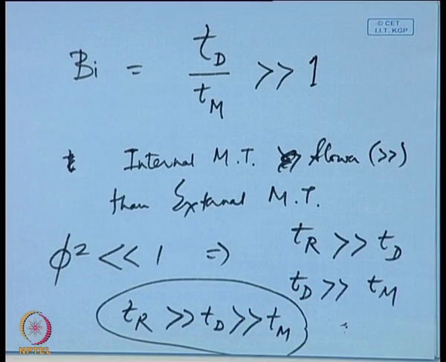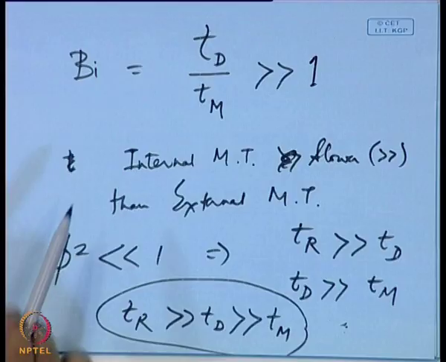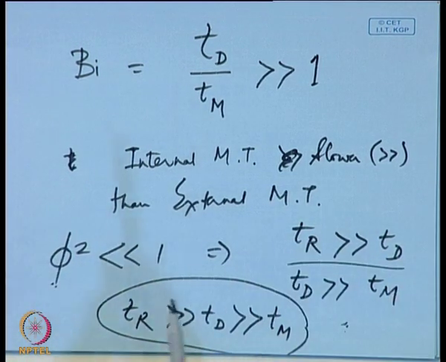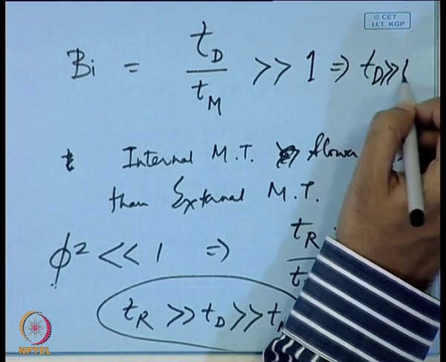Is that clear? So, why do you need this now? Is it making sense? You have 3 time scales, and in order to define a system as completely reaction limited, you have to show that the reaction time scale is the smallest of all 3. It is not enough to show that the phi square that you have over here, for example, is much smaller than 1, and this implies that TD is much greater than Tm.